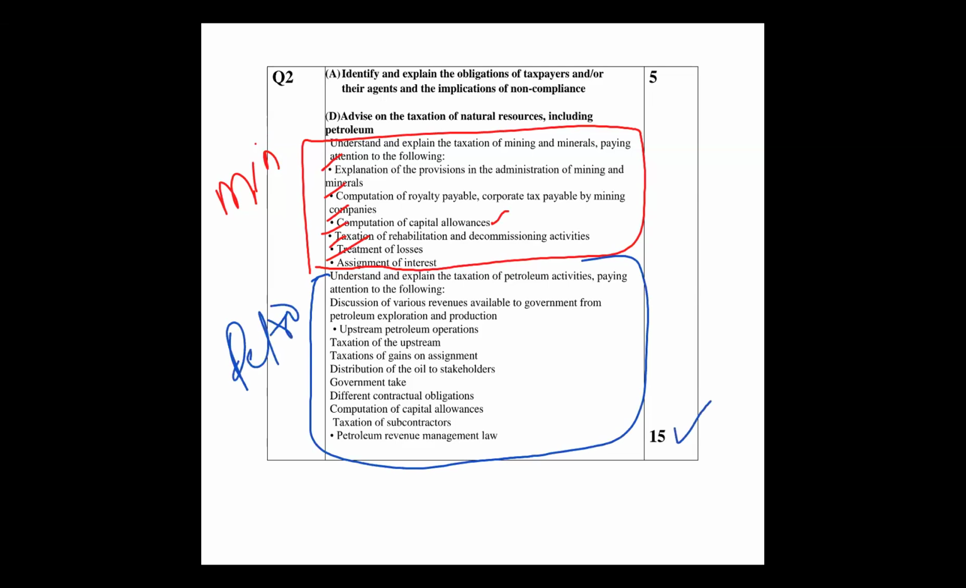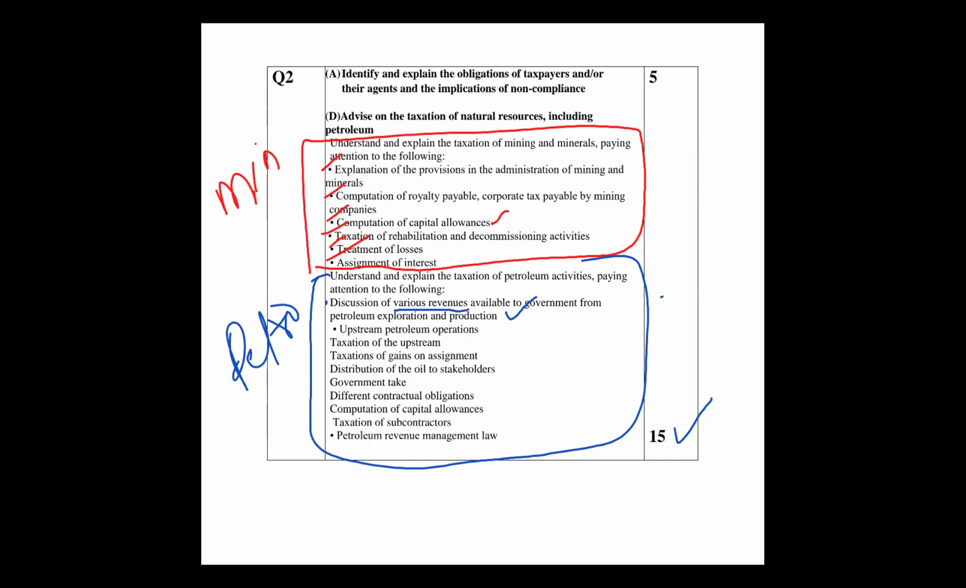So when I pick the S&D slides and it's under petroleum, when I'm studying, I'm not just reading the grammar. No. I'm reading in accordance with the areas they've written here. I should understand and explain the taxation of petroleum activities, paying attention to what? One, discussion of various revenues available to government from petroleum exploration and production. What are some of the various revenues? We did the retailing one. We did which one? And some others where revenues come from. So when I'm reading my S&D notes, that's what I'm searching for. What are the various revenues? And I'll write them somewhere because that's where they can ask the question on that.